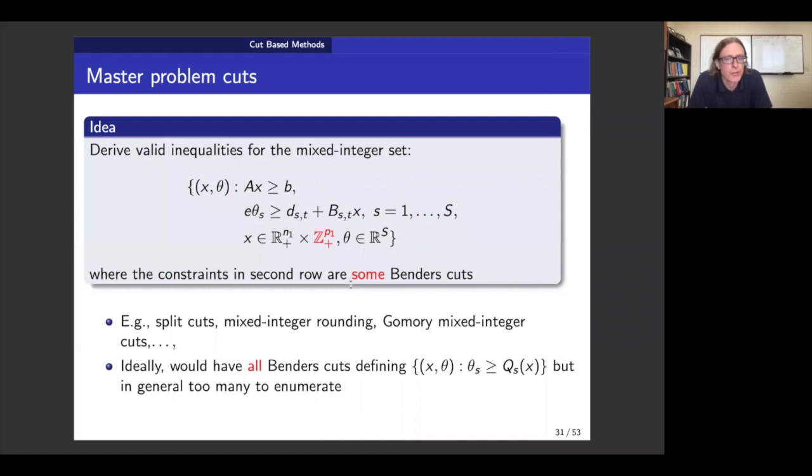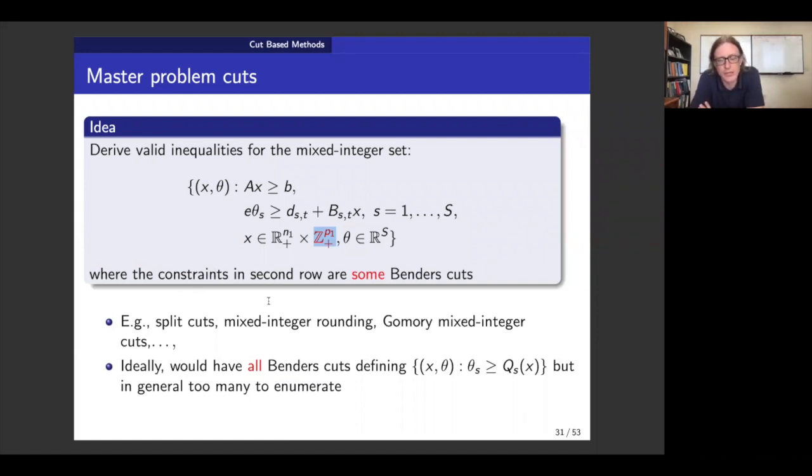I'll talk about these 2 options in turn. For the first option, this is the master problem, abstractly. We have some constraints on our first stage variables. This is the abstraction for the Benders cuts that we've added throughout this process to approximate the objective function. And remember, some of the first stage variables are integer. So this is just a general mixed integer set, and we can use any of the methodology we have from integer programming to try to get strong valid inequalities for that set. This is just some of the examples that we have.